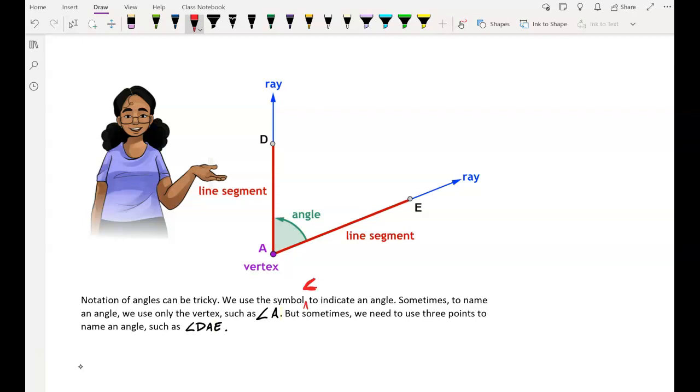But sometimes, if you have more than one angle in a picture, you need to use 3 points to name an angle. This one, besides being called angle A, it could be called angle DAE, because it includes all 3 of those points with the vertex in the center. The vertex is always in the center when you name an angle. DAE. This could also be called angle EAD, depending on where you start.